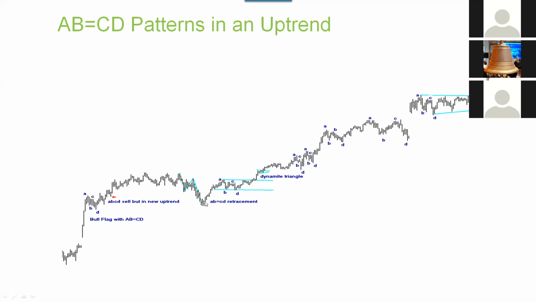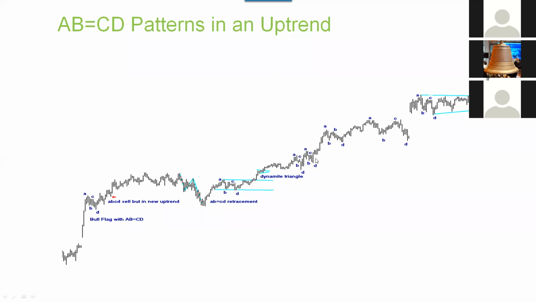A, B, C, D down. Here we have the sideways money box consolidation, an A, B, C, D buy pattern with the direction of the trend. This is what's called a dynamite triangle. And in just a couple of slides, I'm going to talk to you more in depth about this little pattern, and it is appropriately named.